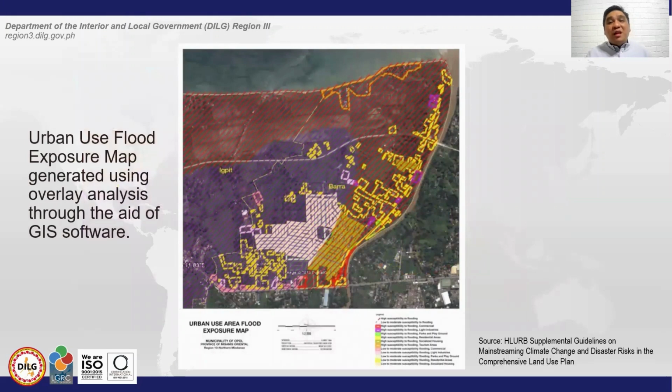With the aid of a GIS software, you can overlay the flood hazard map on top of the urban land use map, resulting in a map that shows different types of urban structures that are highly, moderately, and marginally exposed to flood.